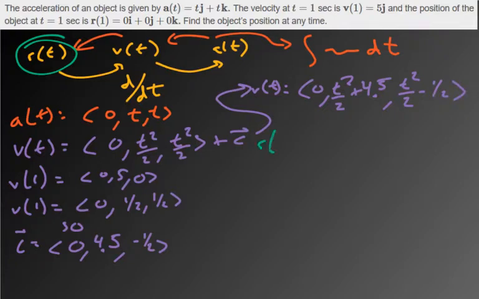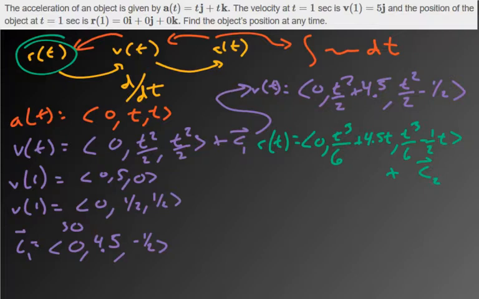So r of t, we're going to integrate v of t. If we integrate 0, we're going to get 0. We're going to get t cubed over 6 plus 4.5t, and then we'll get t cubed over 6 minus 1/2 t. And then again, we'll have a constant vector, I'm going to call it C2. I'm actually going to go back and call that one C1.